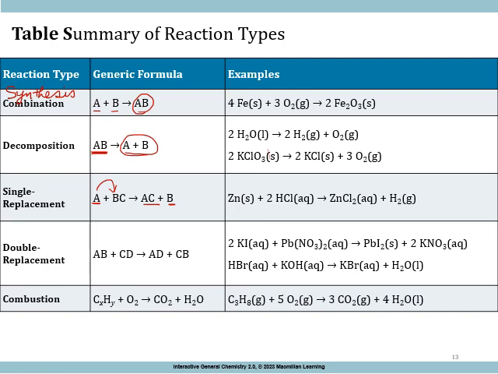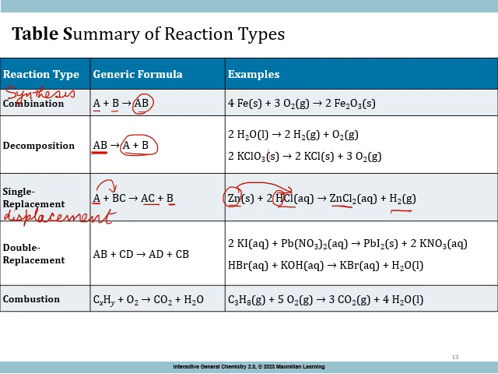Example you can see here, zinc is reacting with HCl. What you see in the product is zinc with chlorine. Initially zinc was by itself and hydrogen was with chlorine. Now in the product zinc is with chlorine and hydrogen has been kicked out. Hydrogen is by itself. So zinc replaced hydrogen. So this is called single replacement. It is also called displacement sometimes. So single replacement or single displacement.